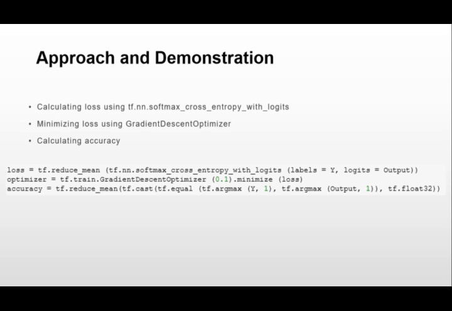Then I calculate the loss using the softmax cross entropy, and the optimizer I use is the gradient descent optimizer. And here's the code. I also calculated accuracy.